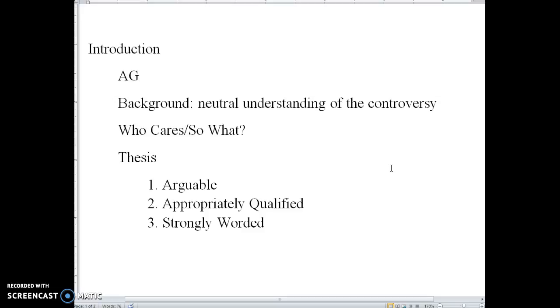Then of course you're going to end your introduction with a clear thesis that is arguable, appropriately qualified, and strongly worded. We went over what those were in a different lesson, so if you need to review those, please do so. We're especially focused on the first one, arguable. That's the whole purpose of this essay, to make sure we have arguable thesis statements in the antithesis and in the eventual argument essay that we will be writing. So that's what we want to look for in that first paragraph.